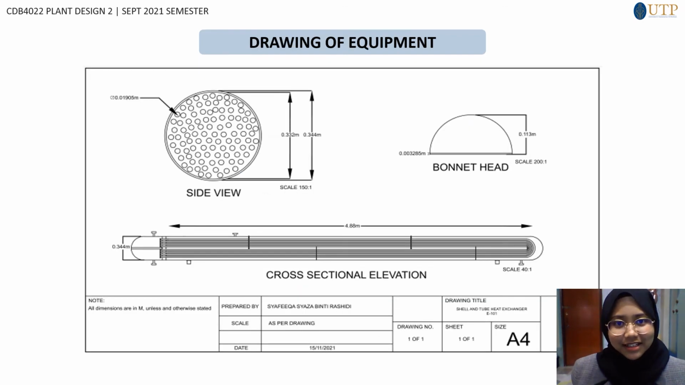And lastly, this is the technical drawing for the equipment, where it has the side, cross-sectional elevation and bonnet head views, as well as measurement dimensions of the equipment.